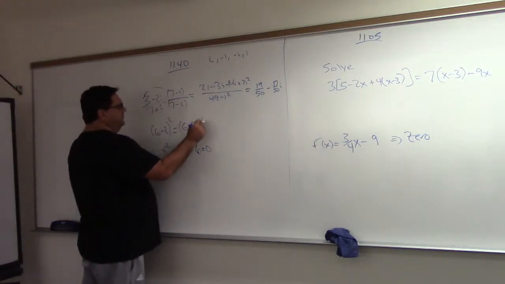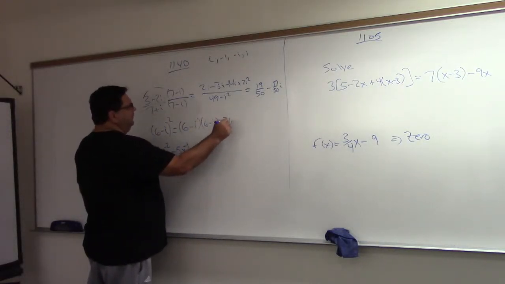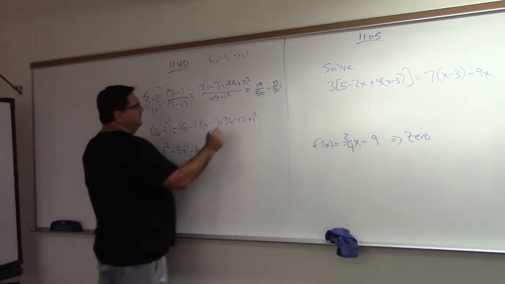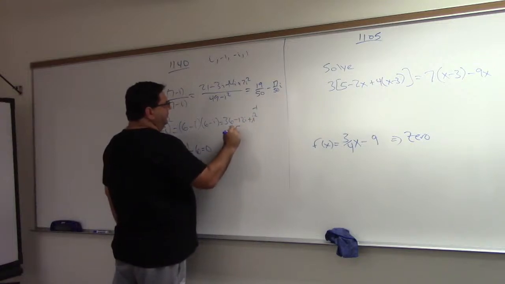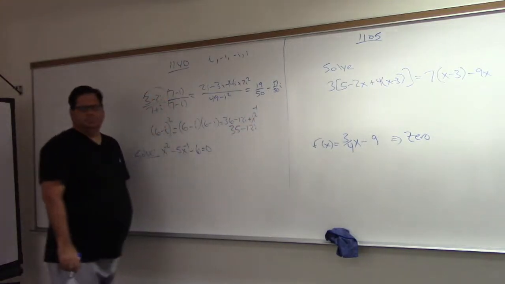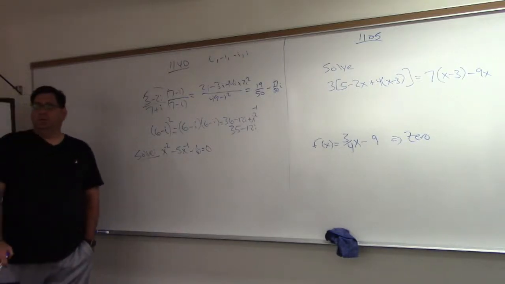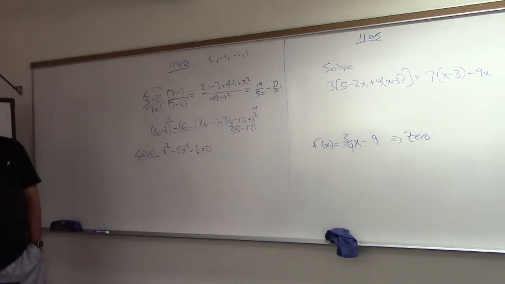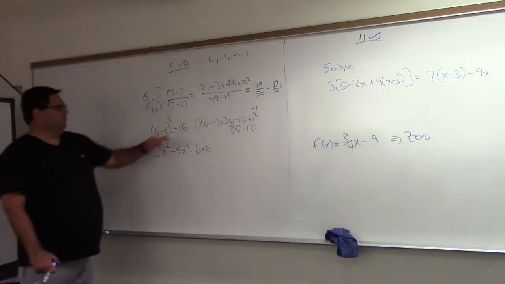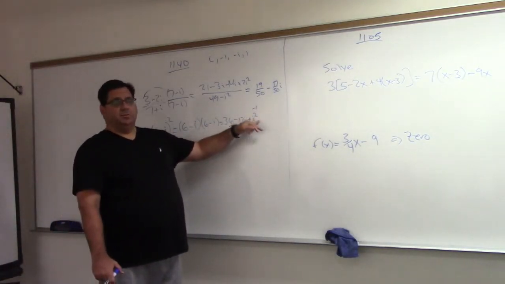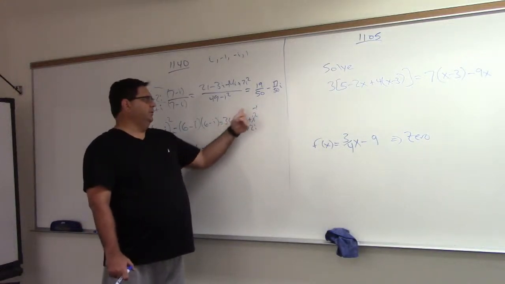6 minus i, squared: 36 minus 12i plus i squared. I squared is negative 1, so 35 minus 12i. That's what I got. We good? Jake, you good? Trey, you good? So 6 times 6 is 36. Negative i times negative i is i squared, which becomes negative 1. So 36 minus 1 is 35.